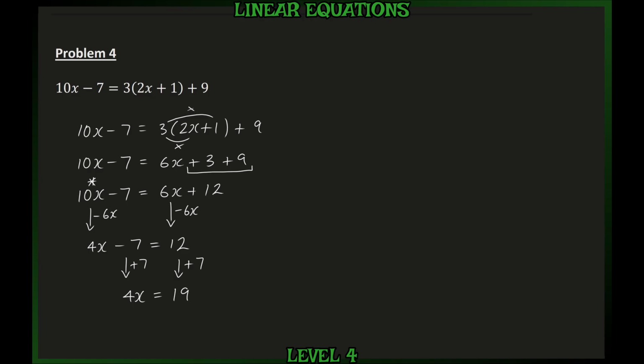Finally, we'd like to remove the times 4 in front of the x, and we do this by using its inverse, which is divide by 4, and do exactly the same on the right. And on the left, the times 4 and the divide by 4 cancel out to give us x, and on the right, 19 divided by 4 can just be written as 19 over 4. So x equals 19 over 4 is our final answer to problem 4.